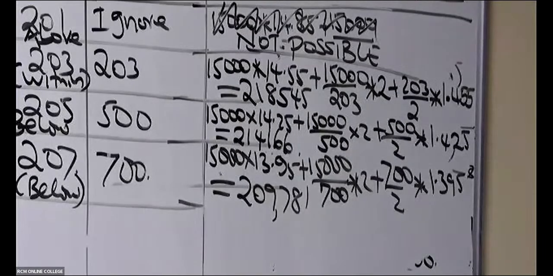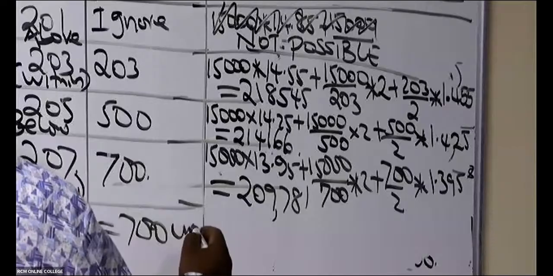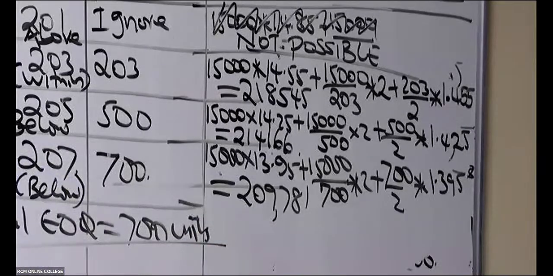So in this case, what EOQ should we procure to minimize our total inventoriable cost? 700. So the optimal EOQ is 700 units. The optimal EOQ is 700 units.